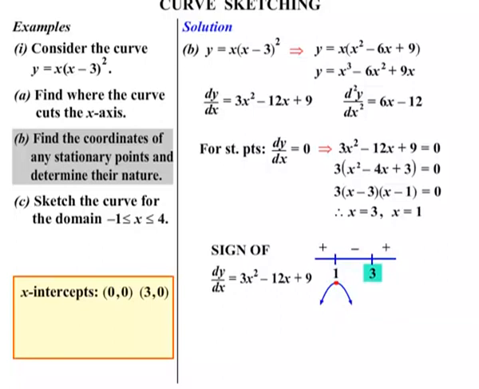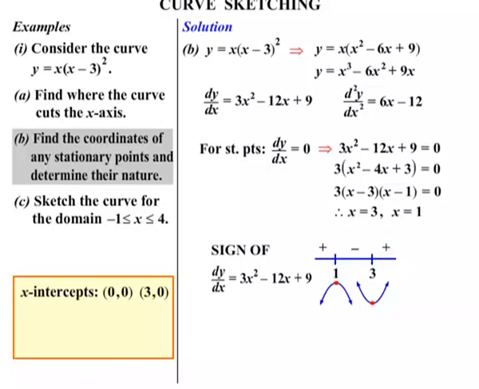What about around x equals 3? Well, on the left of x equals 3, we have a negative gradient, in other words, the curve's going down, then the gradient becomes positive, so the curve goes up. So in this case, we have a minimum turning point.